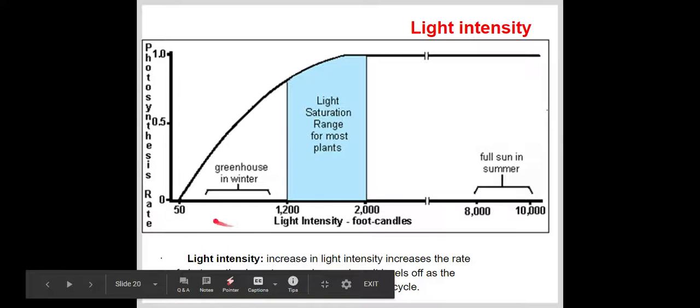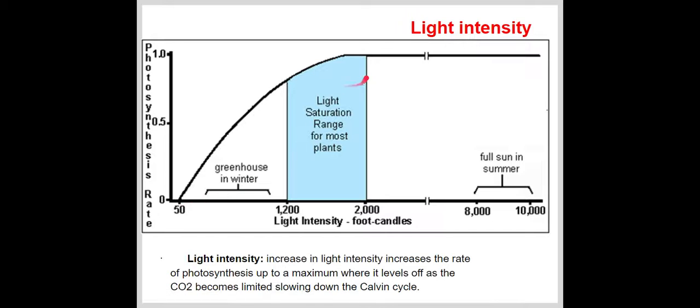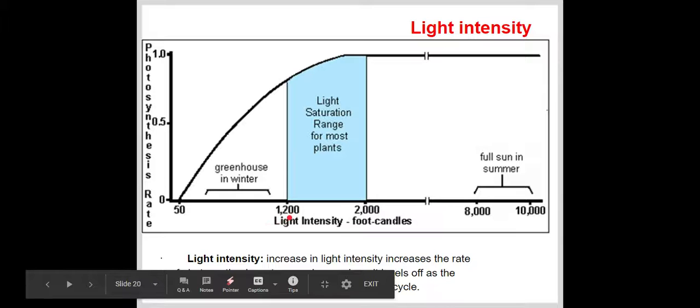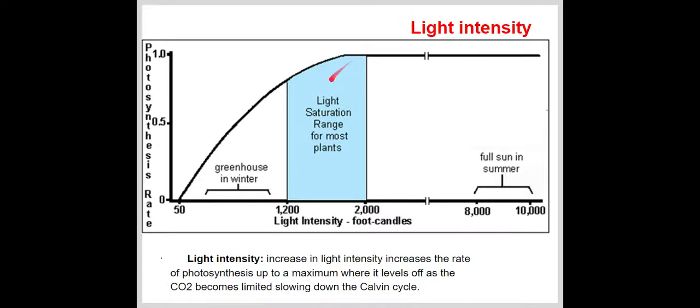We can see here, this is our light intensity, 50 up to 10,000 foot candles. This is just what it's measured in. We can see here that the light saturation range for most plants is between 1,200 and 2,000 foot candles, in this range here. Anything above that means that the rate at which photosynthesis occurs, or the carbohydrates being produced, levels off. So no more is being produced and no less is being produced.